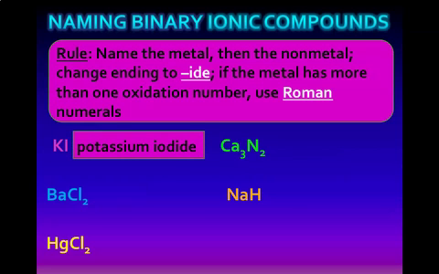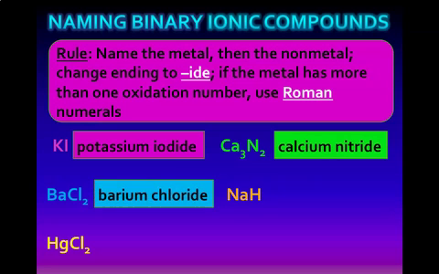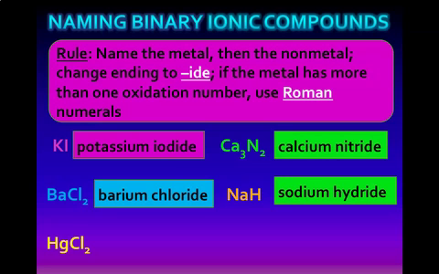Okay, the next one, I know that calcium is first and then nitrogen, so I have calcium nitride. Next I have Ba and Cl, so Ba is barium, Cl is chlorine, so I have barium chloride. NaH is sodium and hydrogen, so I have sodium hydride.